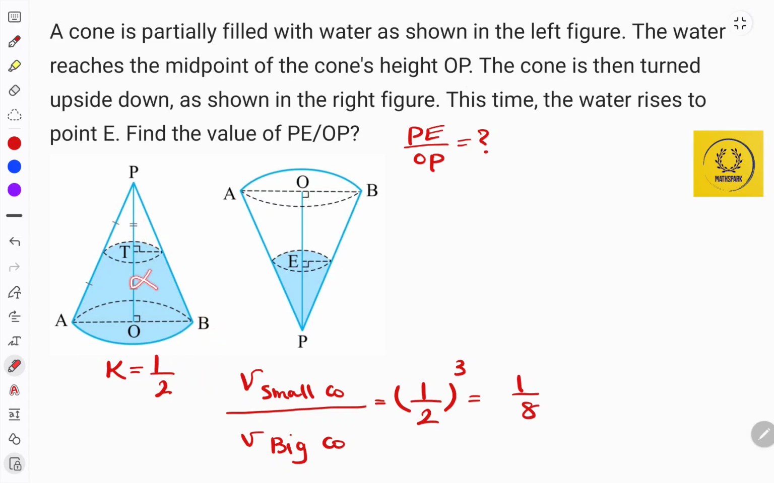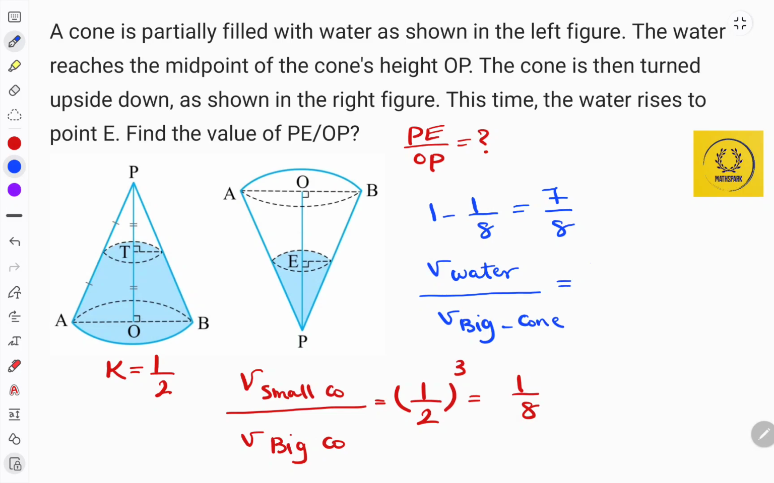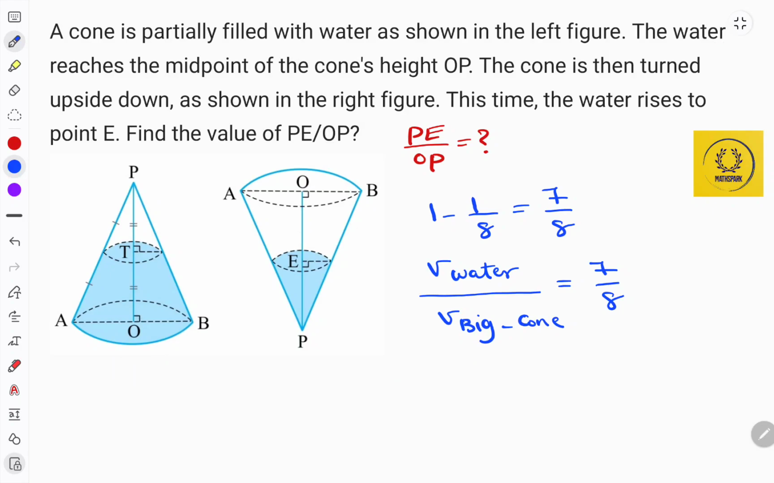Therefore, the water occupies the remaining 1 minus 1/8, which is 7/8 of the cone's volume. In fact, the volume of water over the volume of the big cone is 7/8. So far, so good.